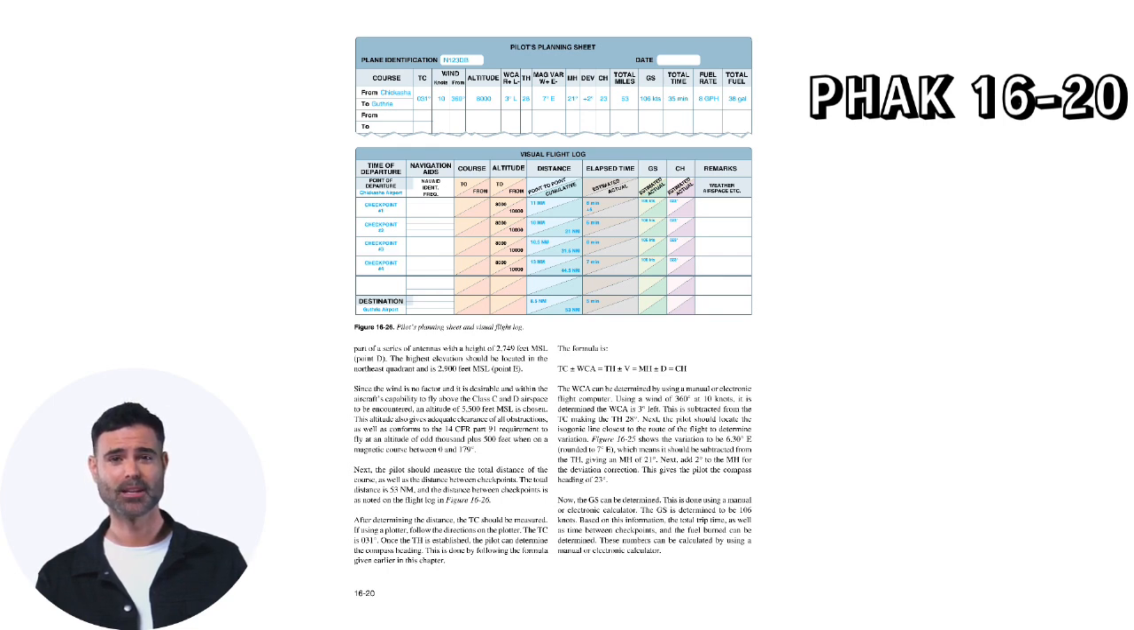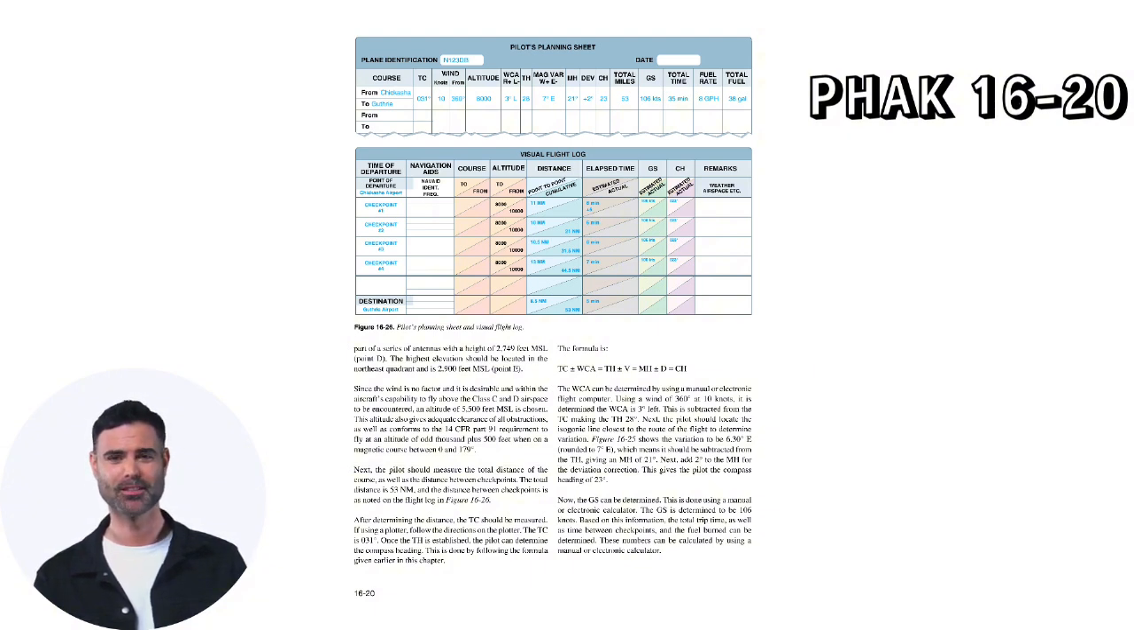Since the wind is no factor and it is desirable and within the aircraft's capability to fly above the Class C and D airspace to be encountered, an altitude of 5,500 feet MSL is chosen. This altitude also gives adequate clearance of all obstructions, as well as conforms to the 14 CFR Part 91 requirement to fly at an altitude of odd 1,000 plus 500 feet when on a magnetic course between 0 and 179 degrees. Next, the pilot should measure the total distance of the course as well as the distance between checkpoints.